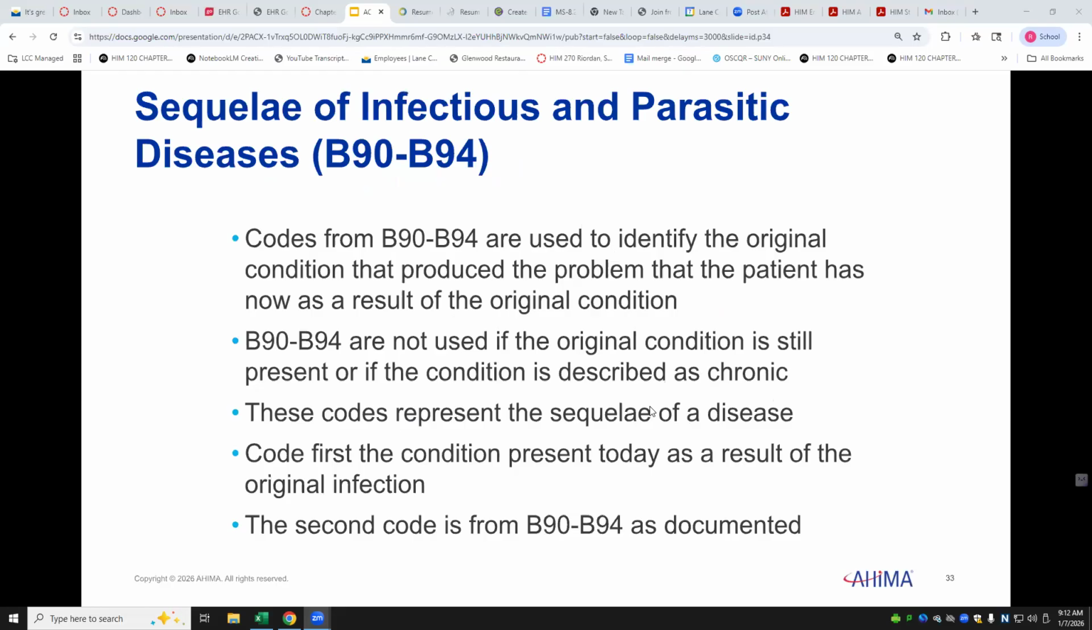These B90 to B94 codes are not used if the original condition is still present or if the condition is described as chronic. These codes are the sequela, in other words, the late effect of a disease only. You would code first the condition that presents today at the time of the encounter, and then the second code would be the B90 through B94.